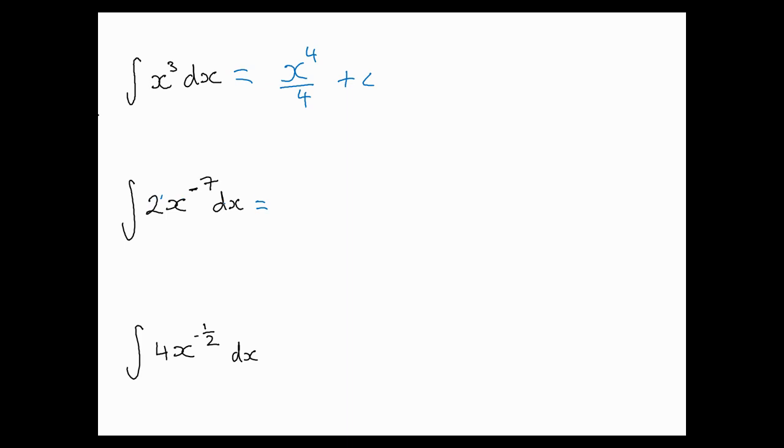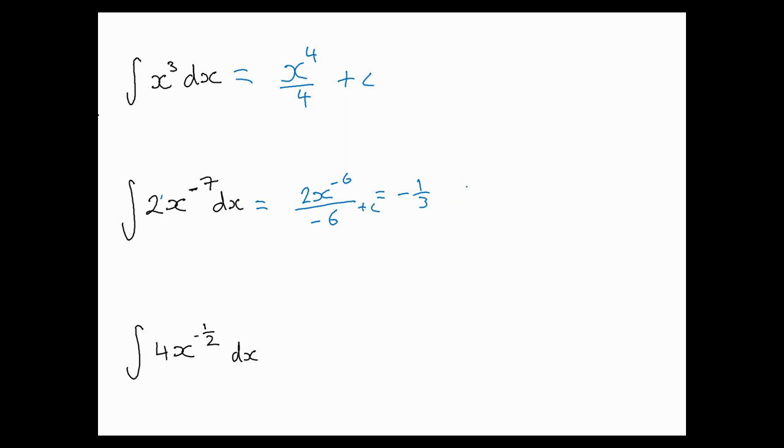Okay, next we have 2x to the minus 7. Again, we apply the same rule. So we add 1 to the power. So minus 7 plus 1 is minus 6, guys. It's minus 6, okay? All divided by the new power, which is minus 6. And this can be simplified to minus a third.